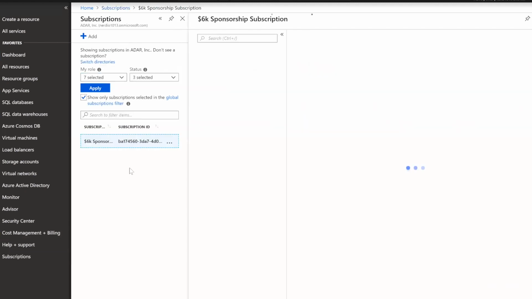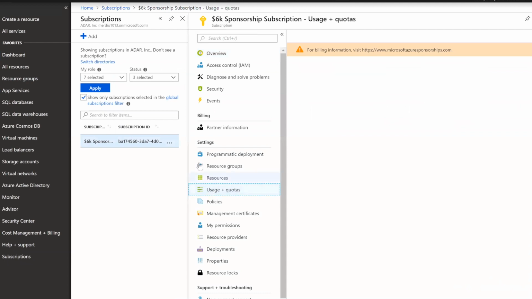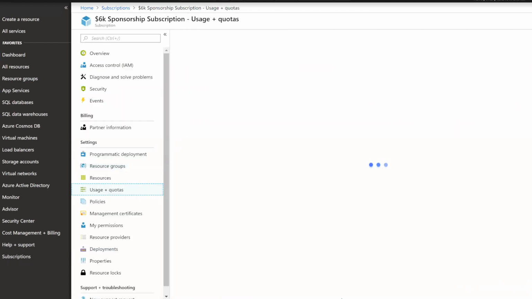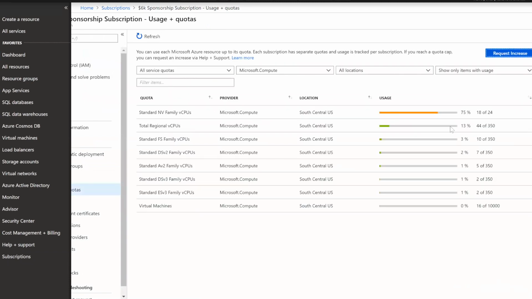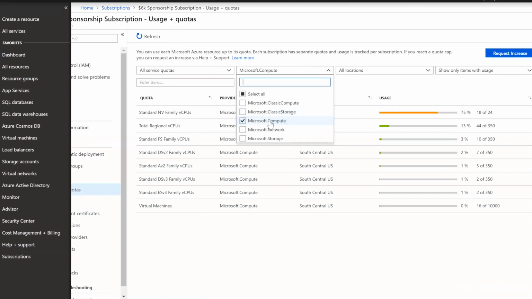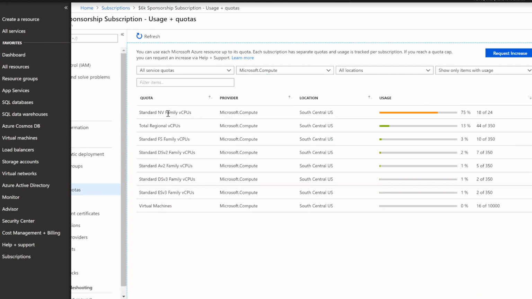So if we go back into our subscriptions here and go under usage and quotas, this will tell you what my quotas are specifically for compute. There are other things that have quotas associated with them, but let's just select compute in this case, because that's the easiest one to understand. So I have an NV family quota of 24 cores, and I'm currently using 18 of them. I have a region quota, meaning in one single region, I cannot use more than 350, and I'm currently using 44. And then you can see the same thing on a per family basis.